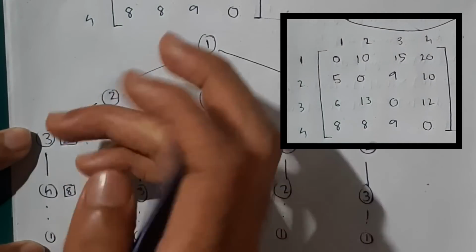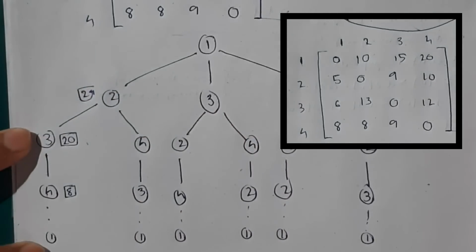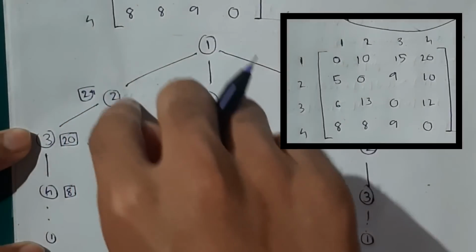9 plus 20 is 29. So I'll be writing here 29. Through this path it cost him 29. In the same way I'll be calculating for all of these, okay.